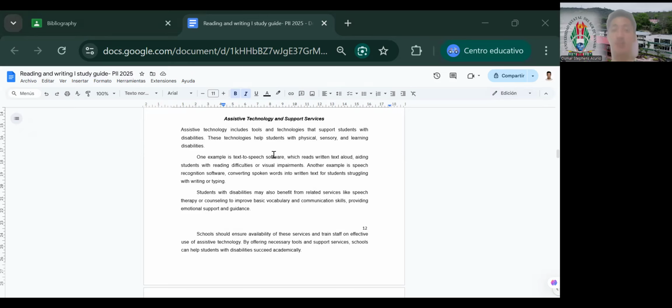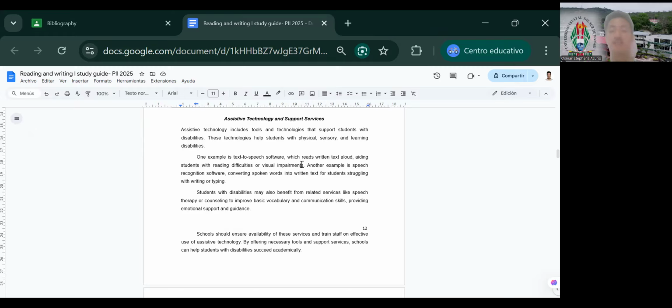Assistive technology includes tools and technologies that support students with disabilities. These technologies help students with physical, sensory, and learning disabilities. One example is text-to-speech software, which reads text aloud, aiding students with reading difficulties or visual impairments. Another example is speech recognition software, converting spoken words into written text for students struggling with writing or typing.